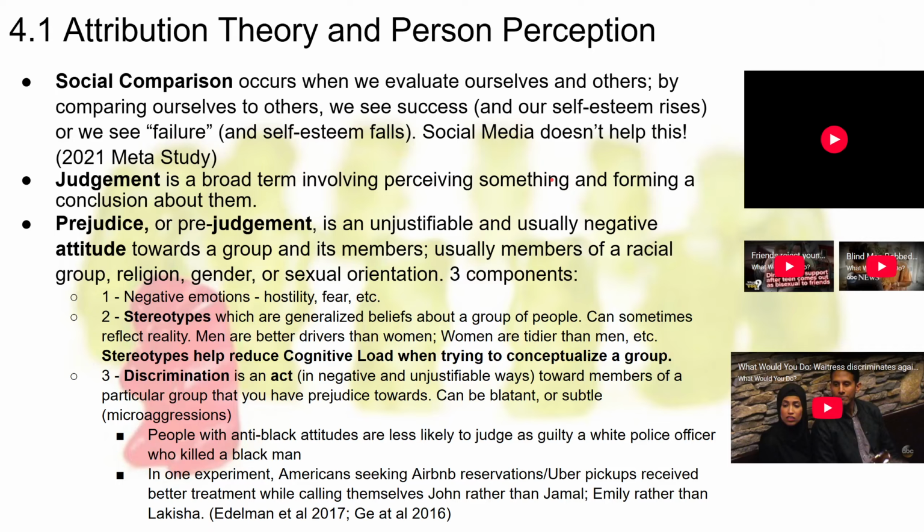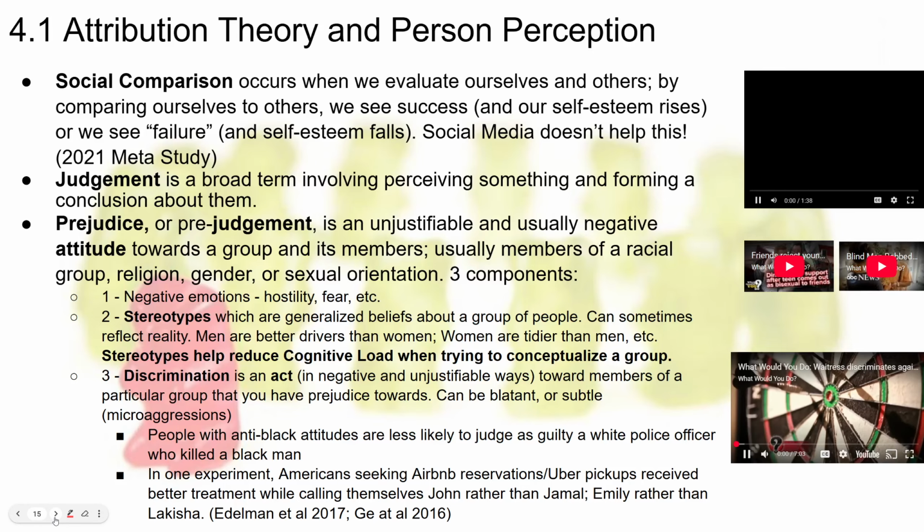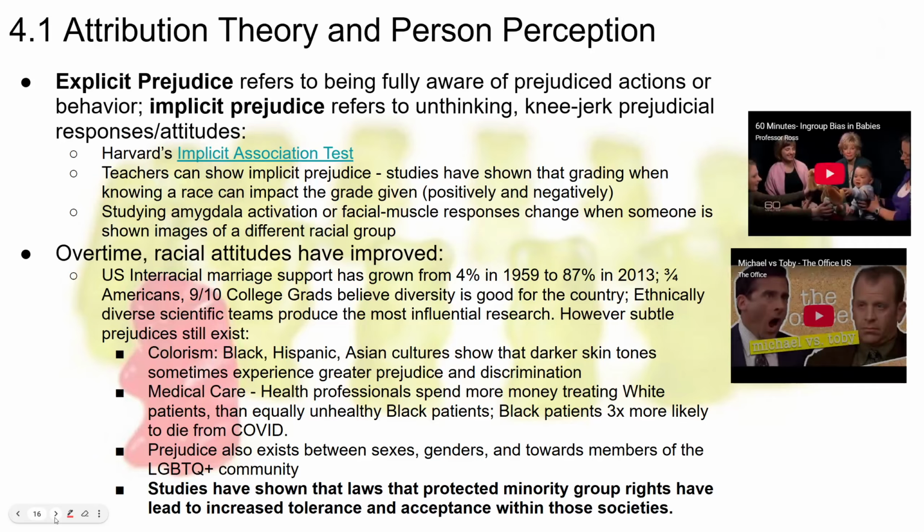So again, prejudice is an attitude that's in the brain. Stereotypes are generalizations about a certain ethnic group or gender group or whatever, and then discrimination is the act of acting on those beliefs in a negative fashion. We have some "What would you do" situations. It's pretty interesting. We'll look at that in class, hopefully.